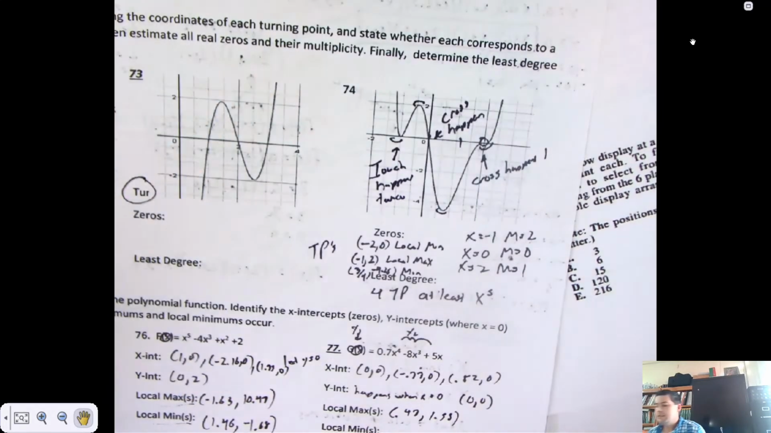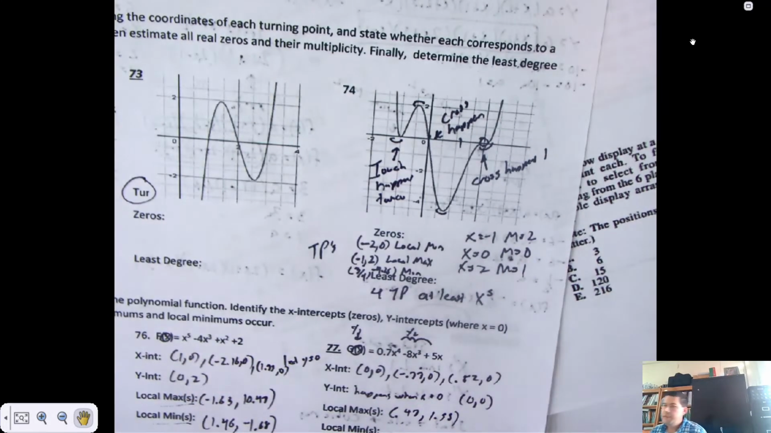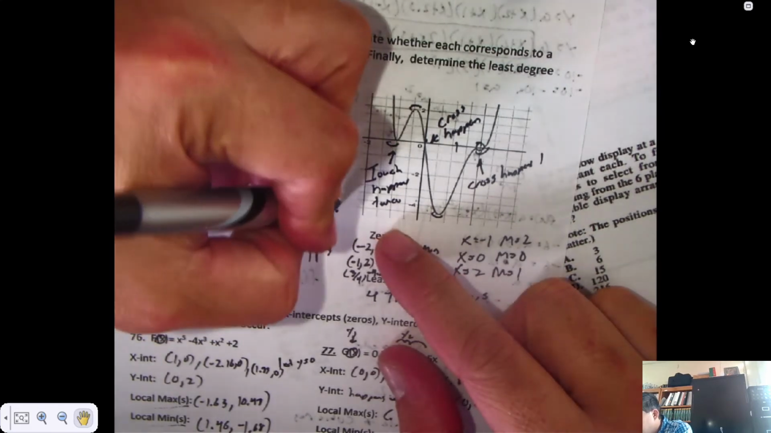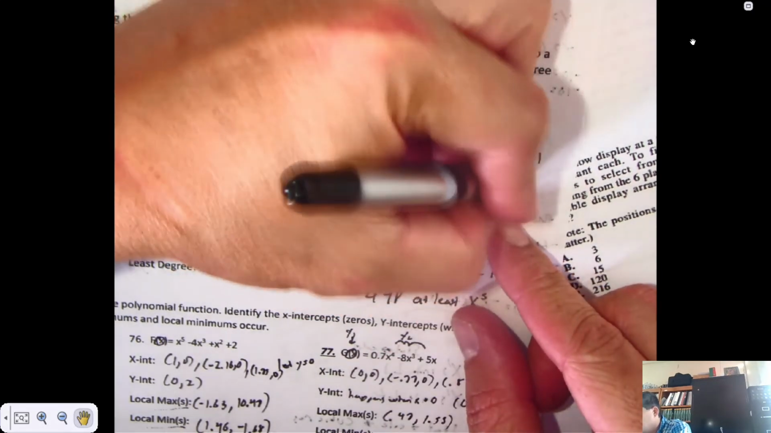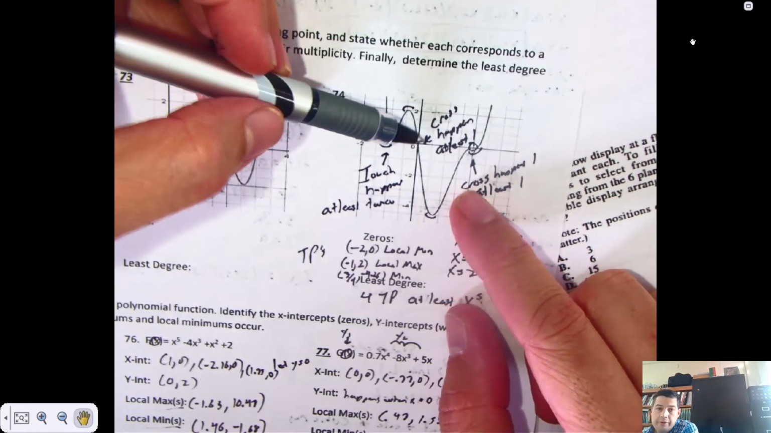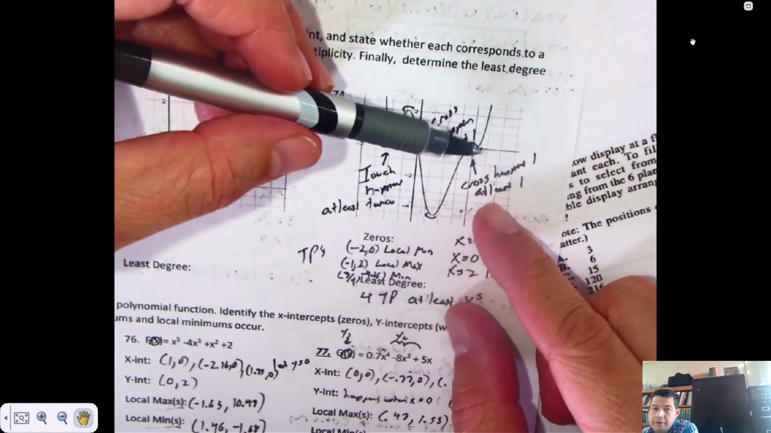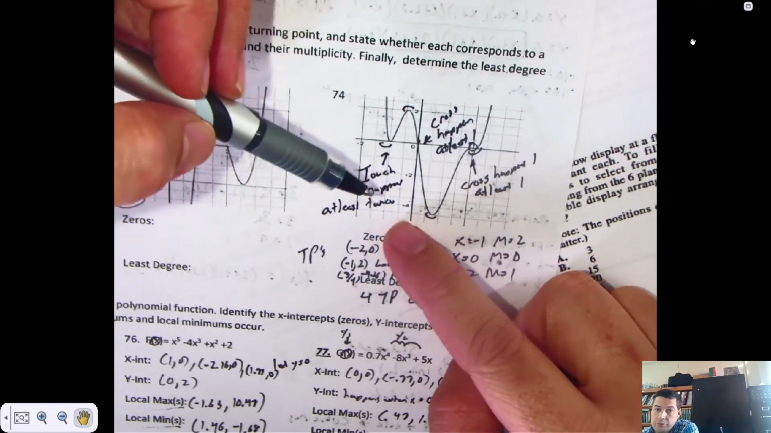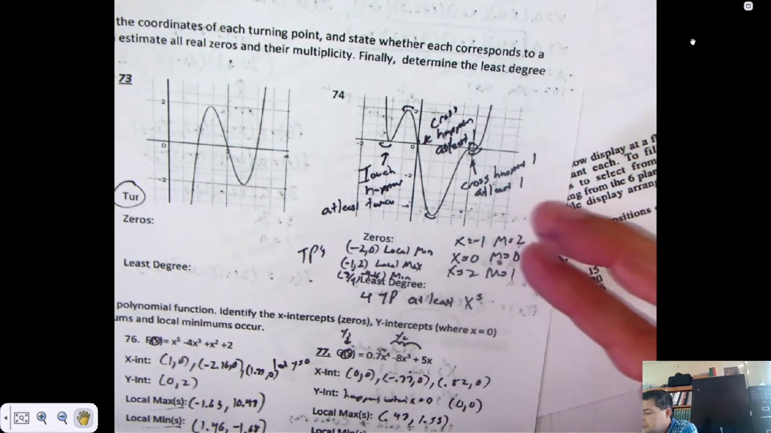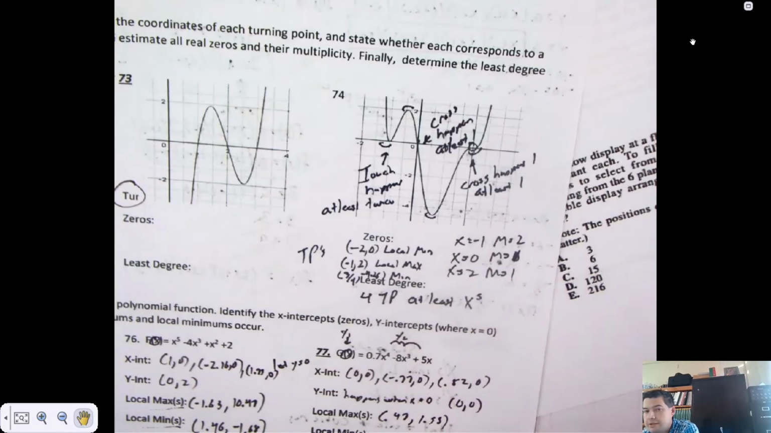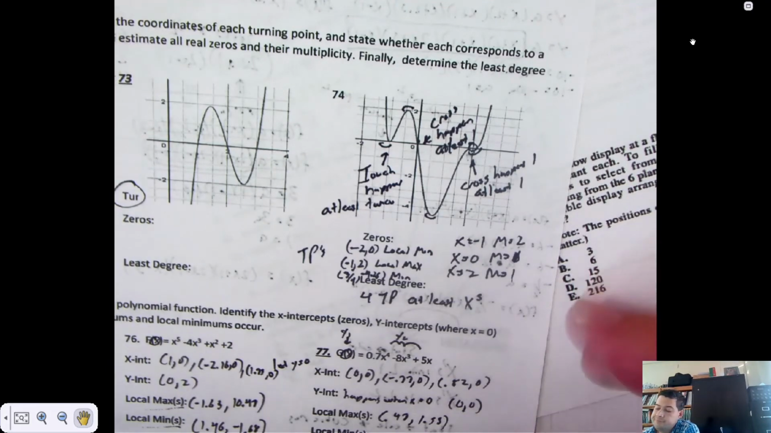Now, how did I get that it's at least x to the fifth? Because the correct wording here is at least twice and at least once. At least once. This guy could have happened 1, 3, 5, 7, 9 times. 2, 4, 6, 8. It's always about even multiplicity. So while on paper I only have 4 zeros, I know because of turning points it has to be at least x to the fifth.